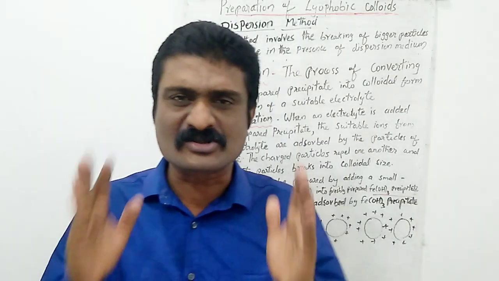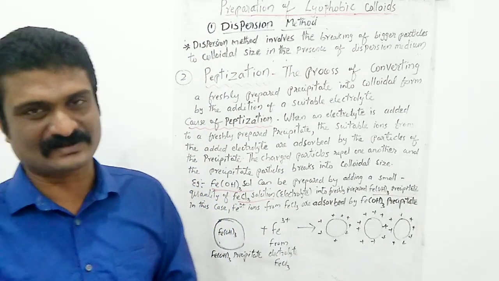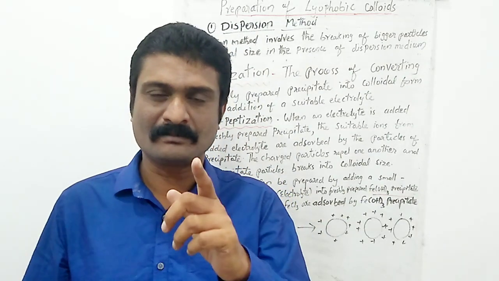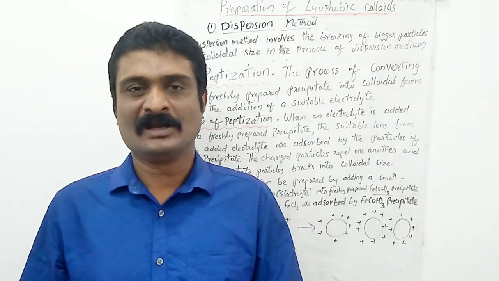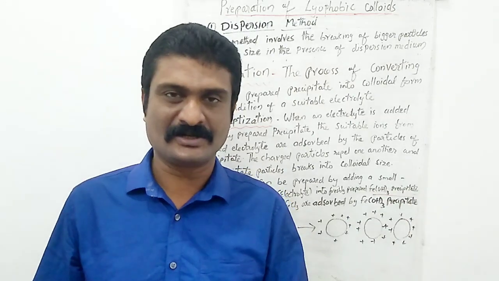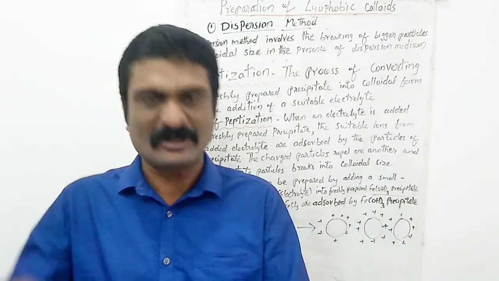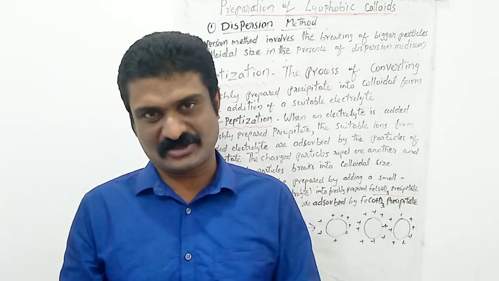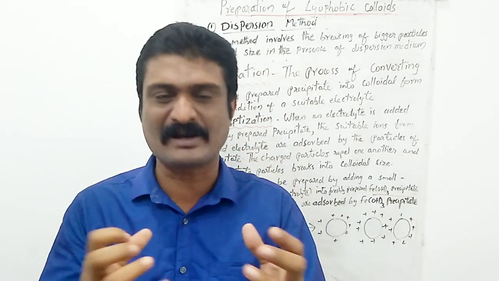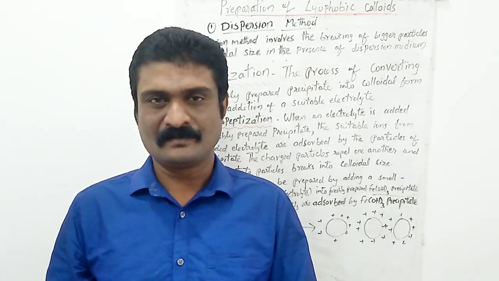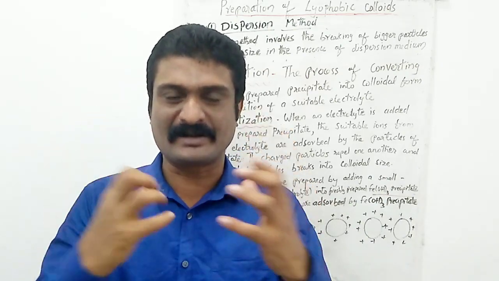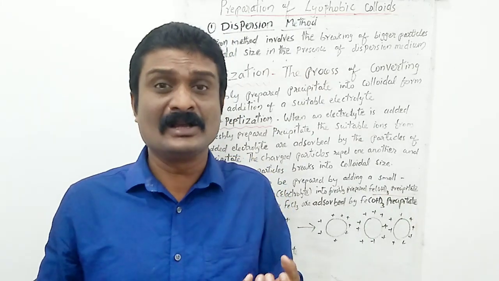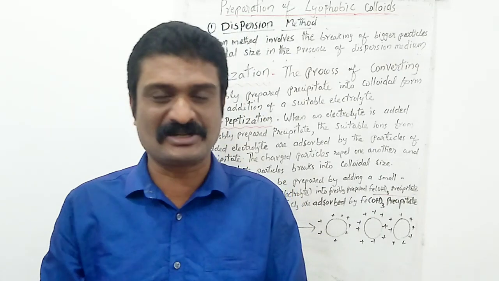Then what is the cause of peptization? Please listen. By adding a suitable electrolyte to a freshly prepared precipitate, the bigger precipitate particles, having a size greater than 1000 nanometer, may adsorb suitable ions from that electrolyte.